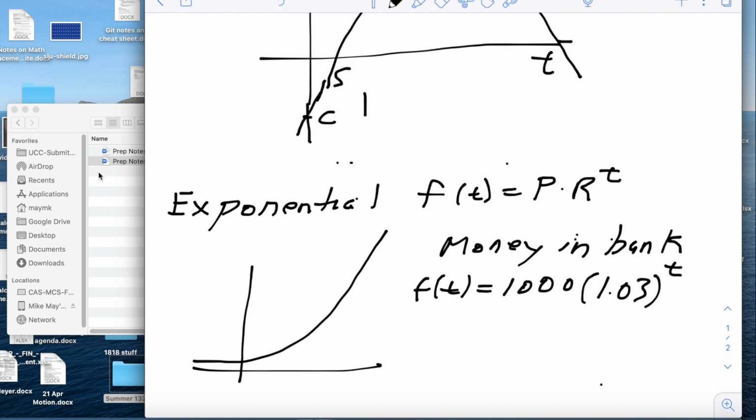This will also show up in something called future value, that if I make it instead, I have $1,000 that I'm promised somewhere in the future.